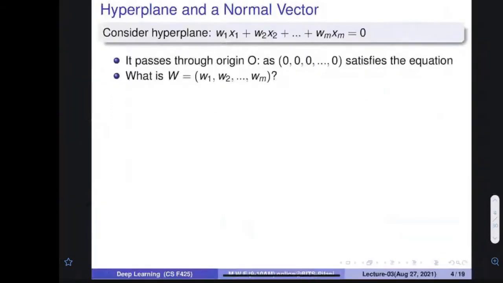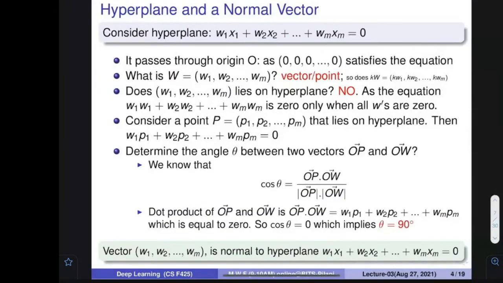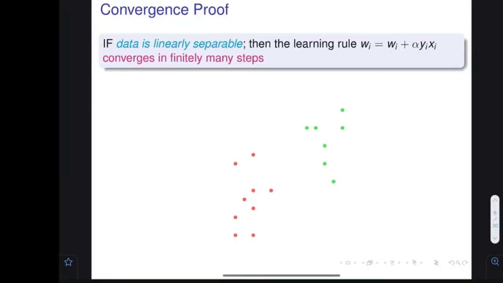All right. So this next slide is the same thing that we discussed a few minutes back, that the weight vector is actually perpendicular. The same proof is there. You try to go ahead and understand it.